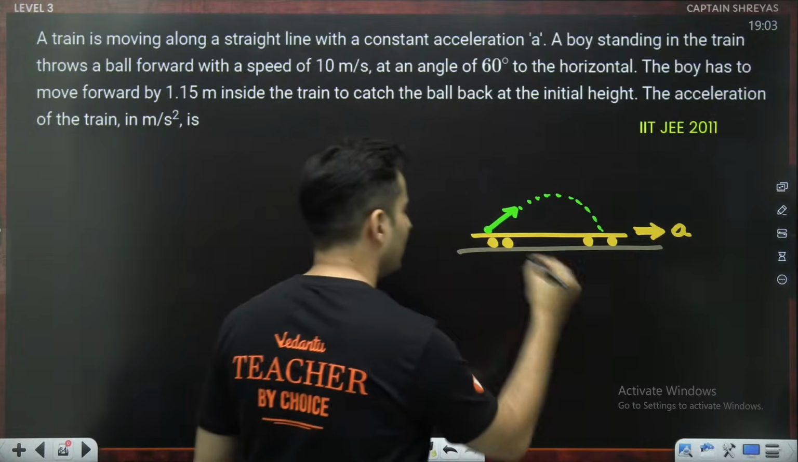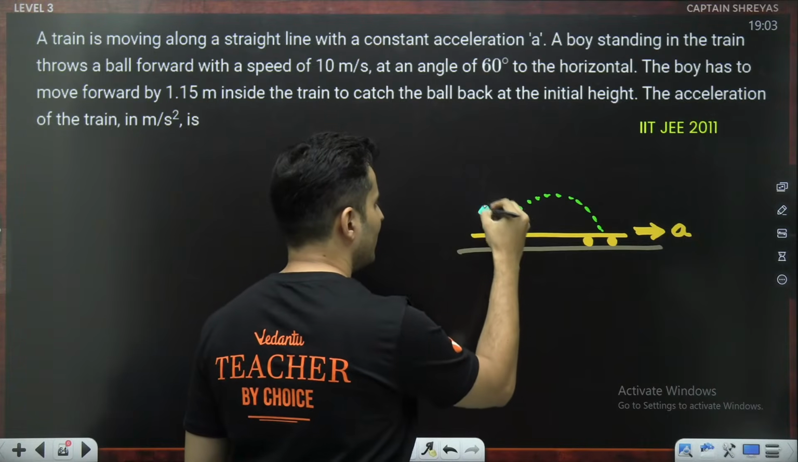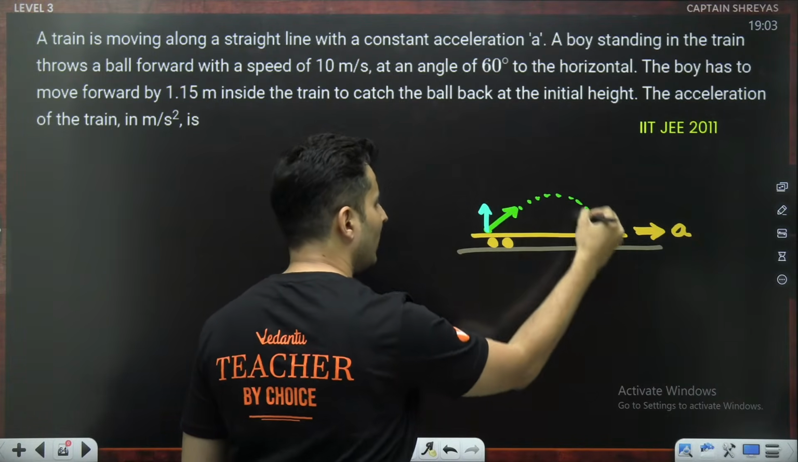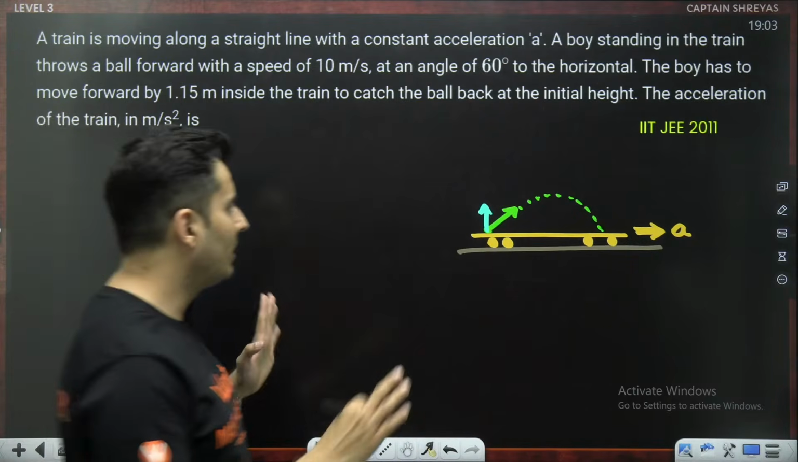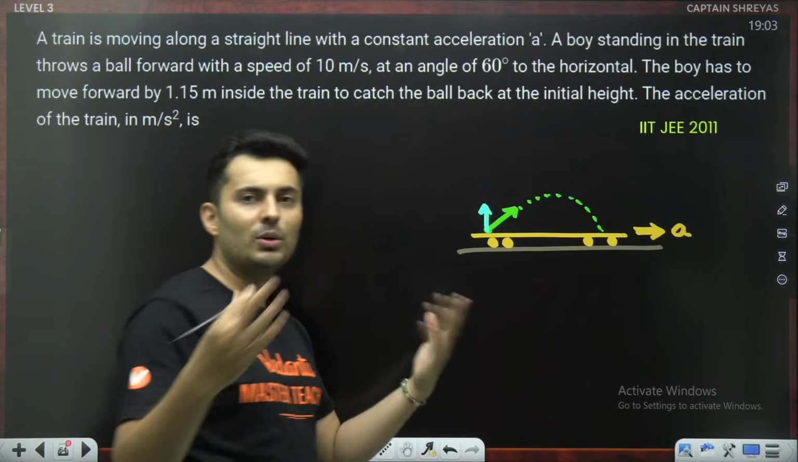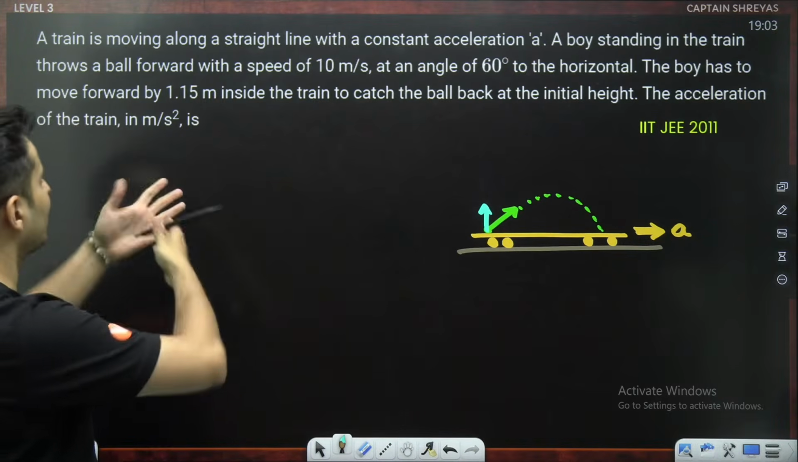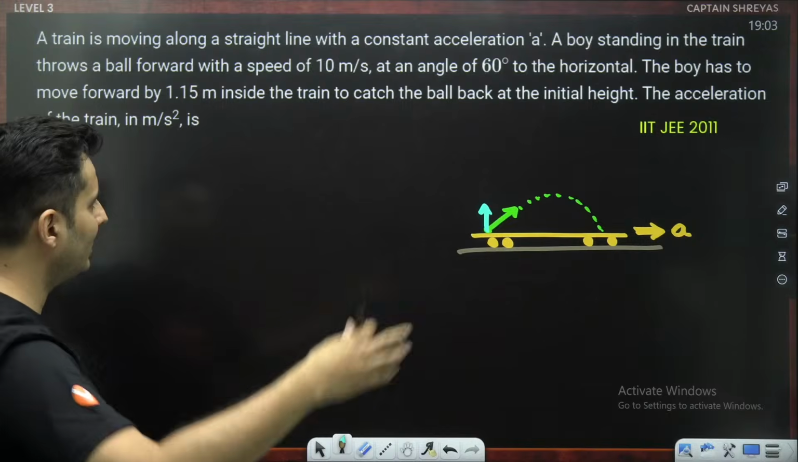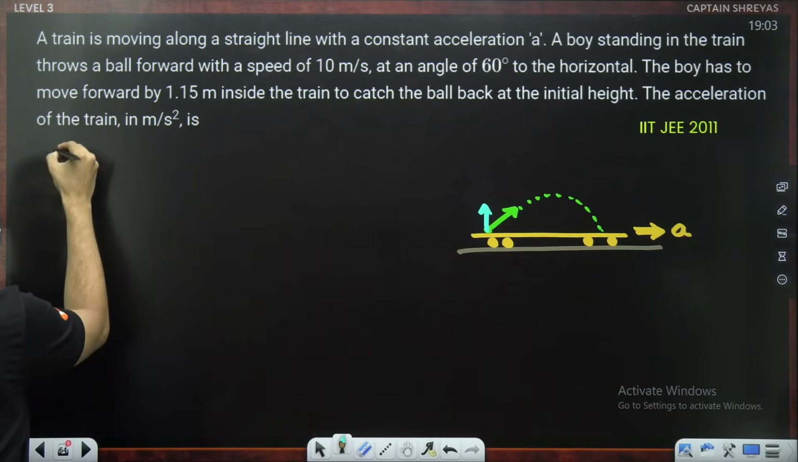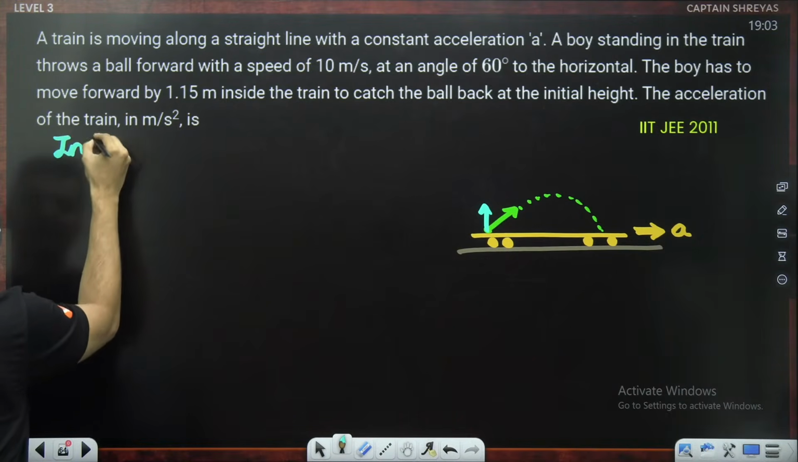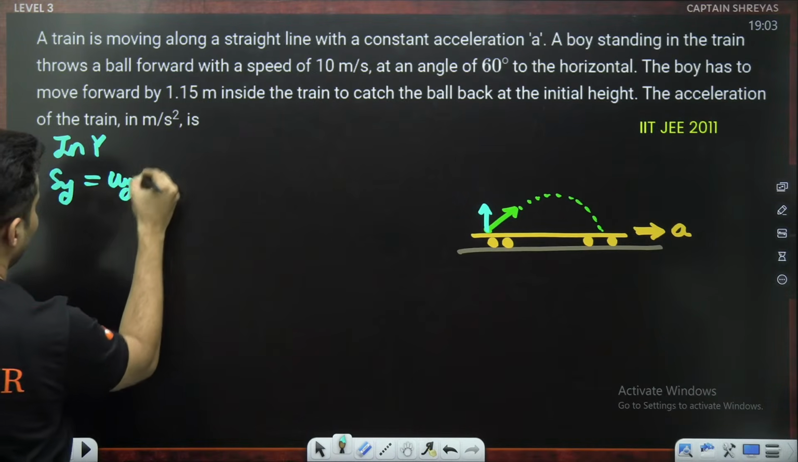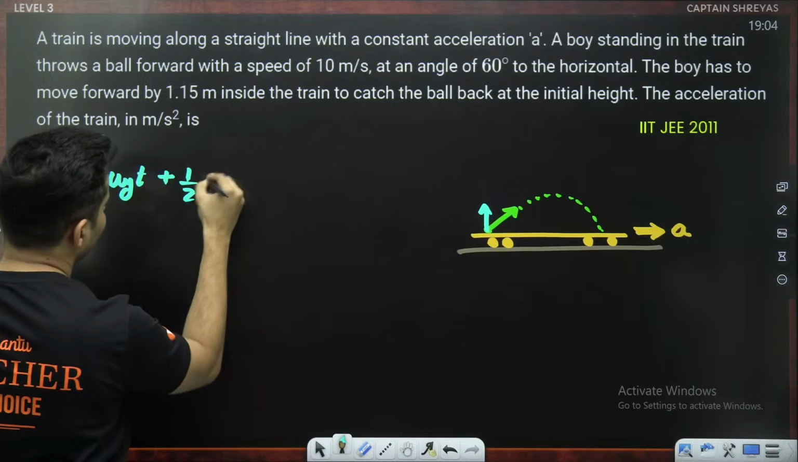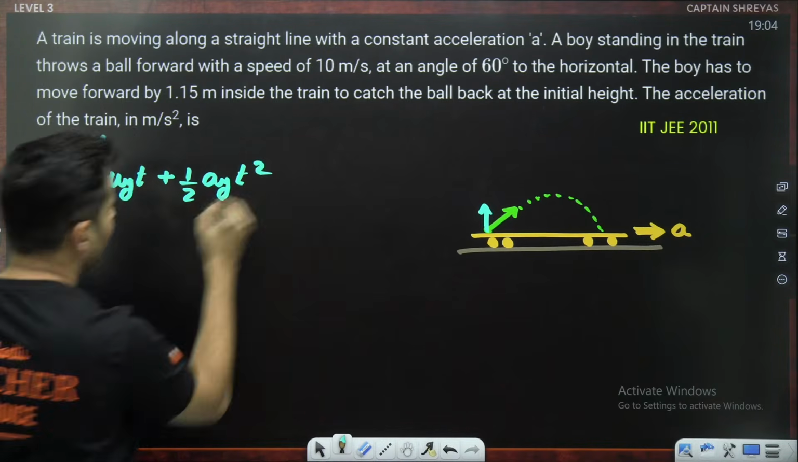Just consider the vertical motion first. Let's find out how much time the ball stays in the air. Then we will do the horizontal part, because the time for which it moves is not given. So, in the y direction, displacement in the y direction is ut plus half a_y t squared.